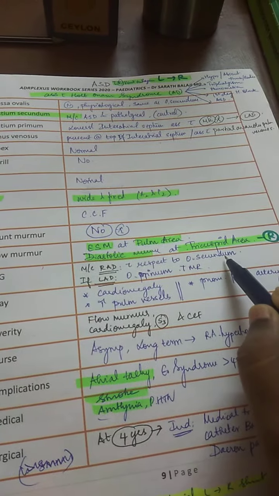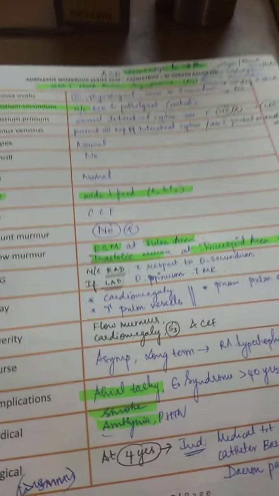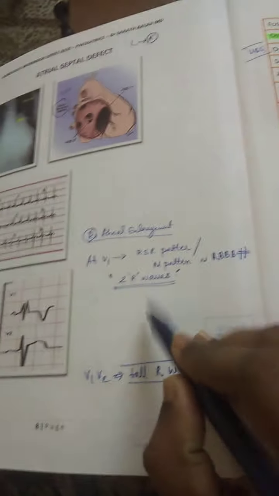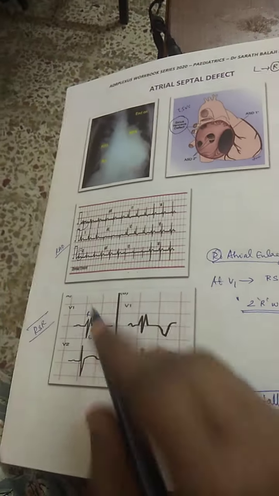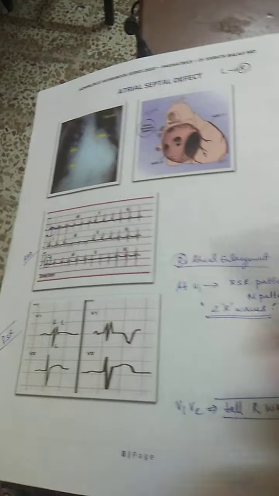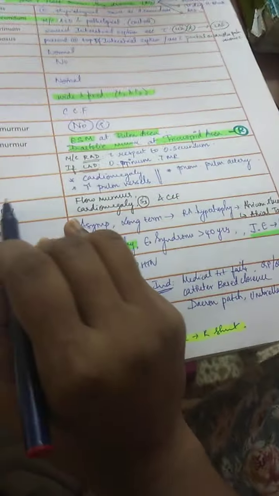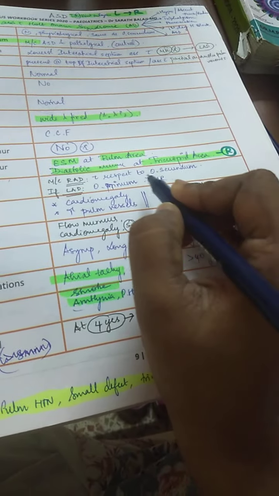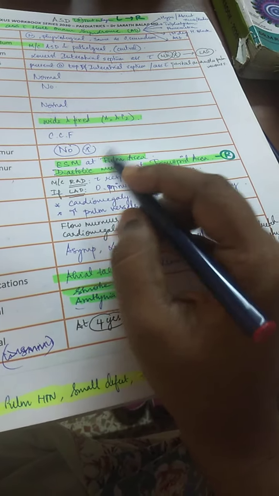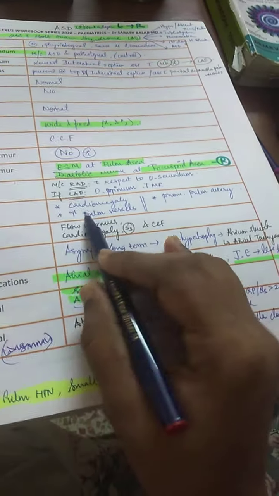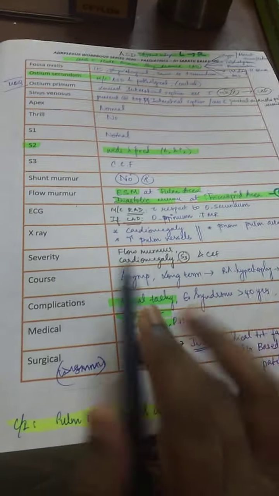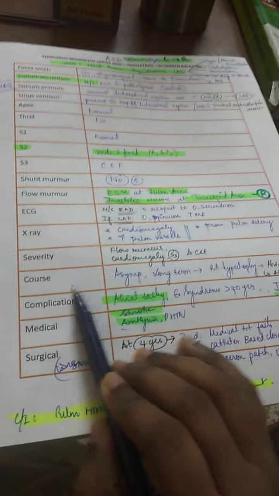So if you have right atrial enlargement with respect to ostium secundum, you will have respective ECG changes, like you will have a 2 R waves pattern in V1, an RSR pattern, that is what you will see. Whereas in ostium primum with associated MR, you'll have left atrial enlargement. X-ray again, you have cardiomegaly, pulmonary plethora, and all that. So yeah, they will be asymptomatic.